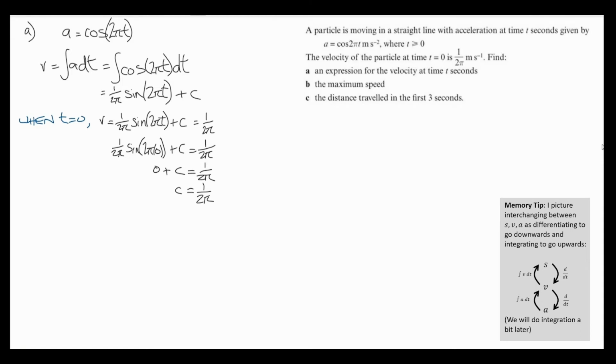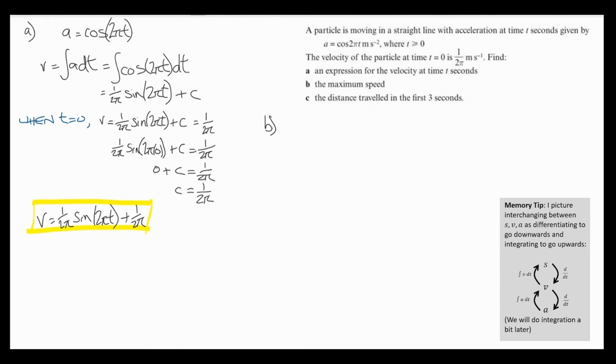Okay, so my full velocity function, now that I know the constant of integration, is v equals 1/(2π) sin 2πt plus 1/(2π). I could probably factorize that, but I'm happy with the form that it's currently in. Part B of the question asks us to find the maximum speed. Well, we've got the velocity in front of us, so we need to find the maximum magnitude of that velocity. So I'll check both the positive and the negative to see what the maximum comes out as.